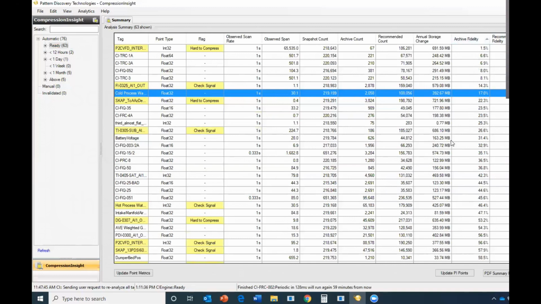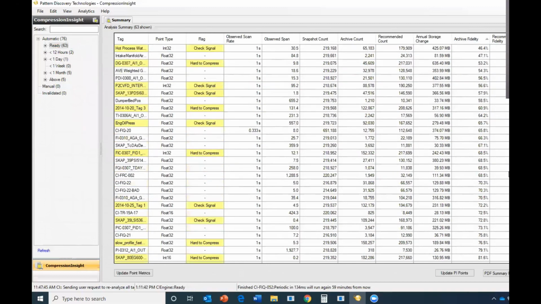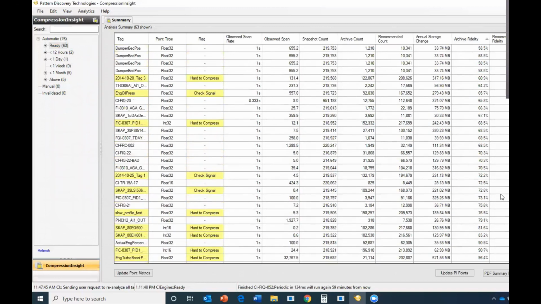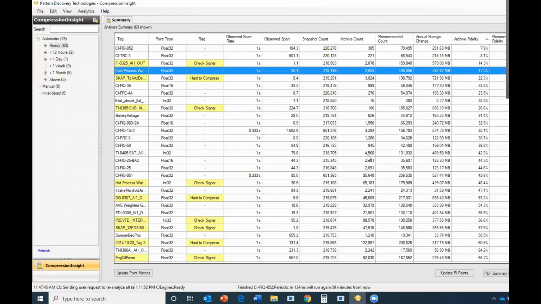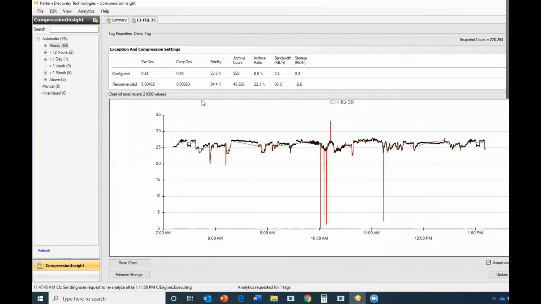So we're improving data fidelity significantly in most of these cases, other than obviously when you get into the 100%, or the ones with zero compression, where we actually reduce the data fidelity. But we'll go into a couple of those examples. I wanted to show you one that we used in the previous session. We showed you a little bit about this particular tag.